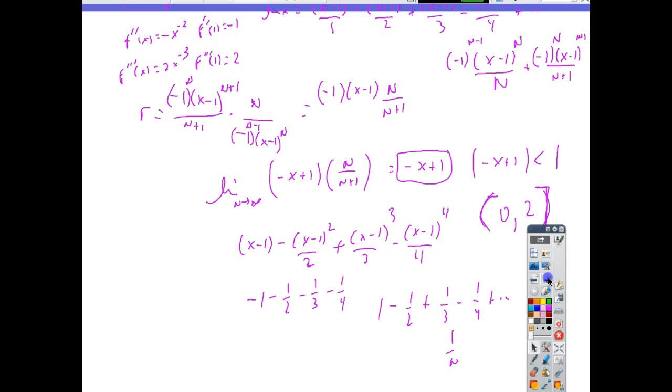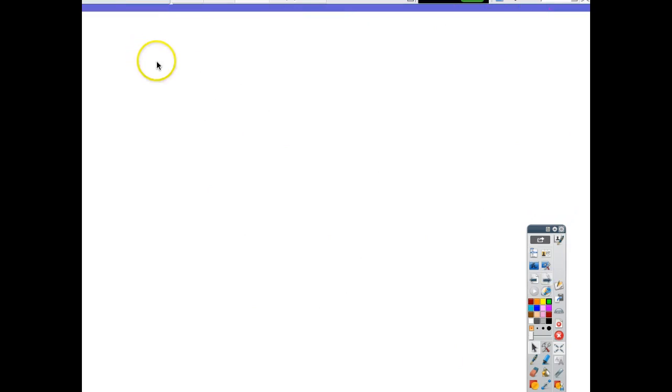So I'm going to do number 11 right now. My pen works, I just don't have it on the pen. That's a problem. The sum from n equals 0 to infinity. The series is x over 2 to the n.